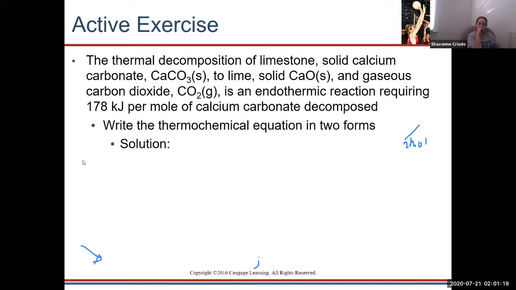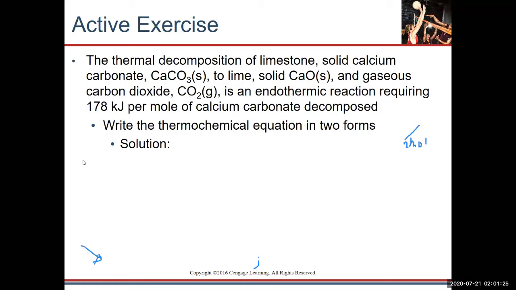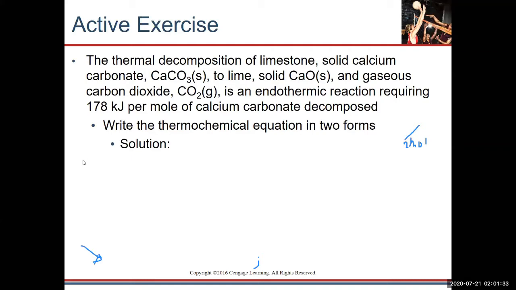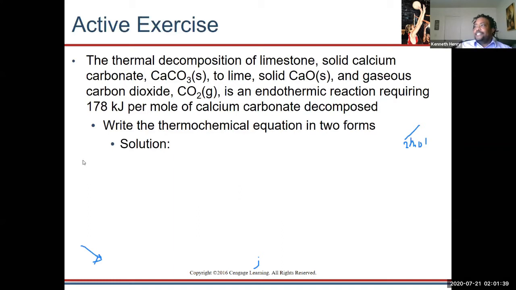Okay. So what is the first thing that you want to do? Don't freak out, breathe. I know it's something new. I'm going to write the whole equation first. Okay, so write the chemical equation first. What's limestone? It tells you right there. It says lime, and it's solid calcium oxide.